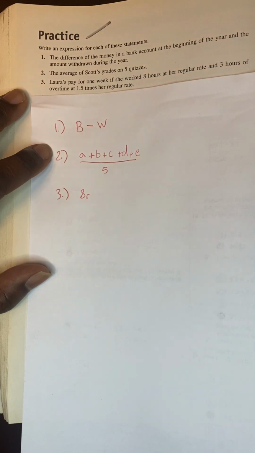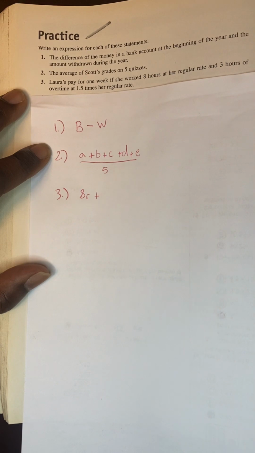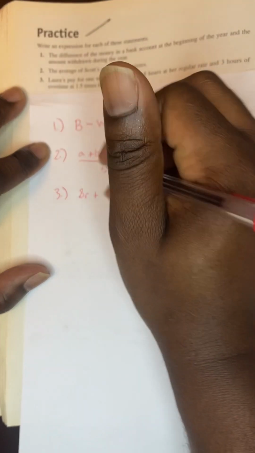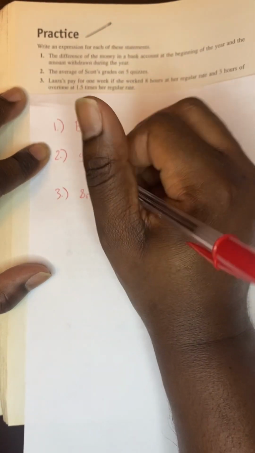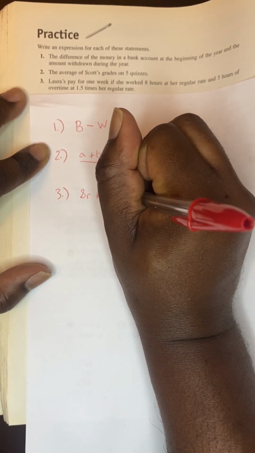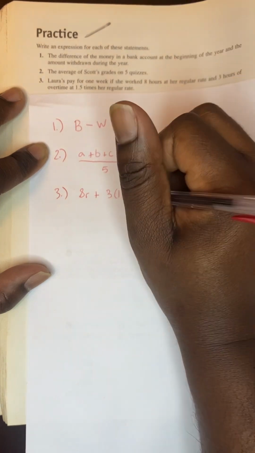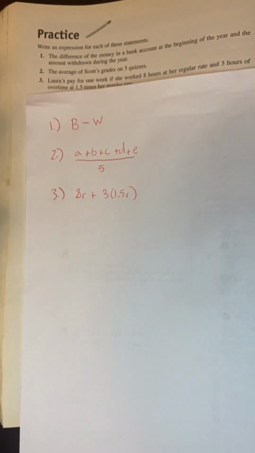And then we're gonna say plus, okay, because she's also worked 3 hours of overtime, so that's an additional amount of time, right? So plus 3 hours of 1.5 times her regular rate. So we're going to multiply 1.5 times her regular rate. Again, we don't know what her regular rate is, though, okay? We can still multiply these things right here, okay?